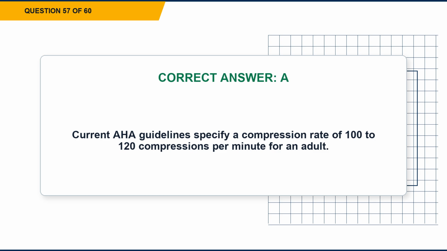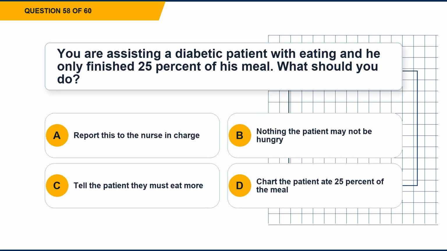Explanation. Current AHA guidelines specify a compression rate of 100 to 120 compressions per minute for an adult. Question 58. You are assisting a diabetic patient with eating and he only finished 25% of his meal. What should you do? Option A, report this to the nurse in charge. Option B, nothing, the patient may not be hungry. Option C, tell the patient they must eat more. Option D, chart the patient ate 25% of the meal.